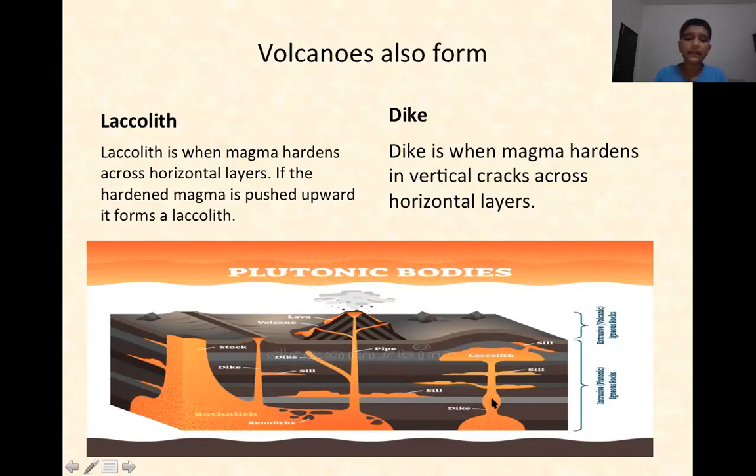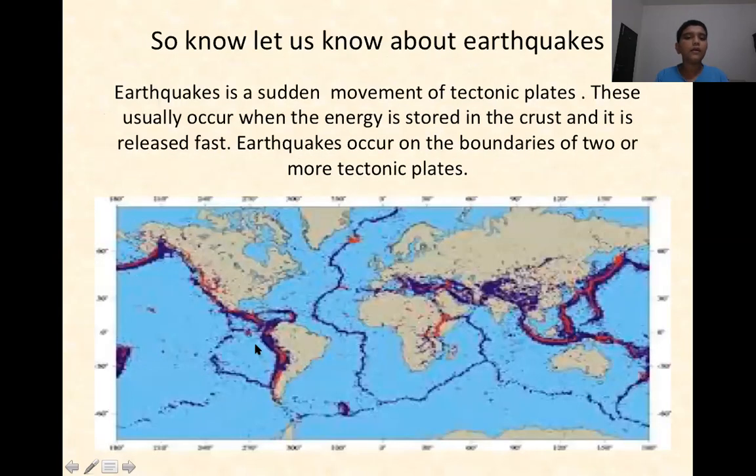When this dike flows through other cracks across these horizontal layers, it is called a sill. When these sills cool, they may expand, thus causing the land above it to rise, thus forming these kind of hilly structures near volcanoes. And a dike is when this magma pushes the land above it, causing these kind of small volcanoes.